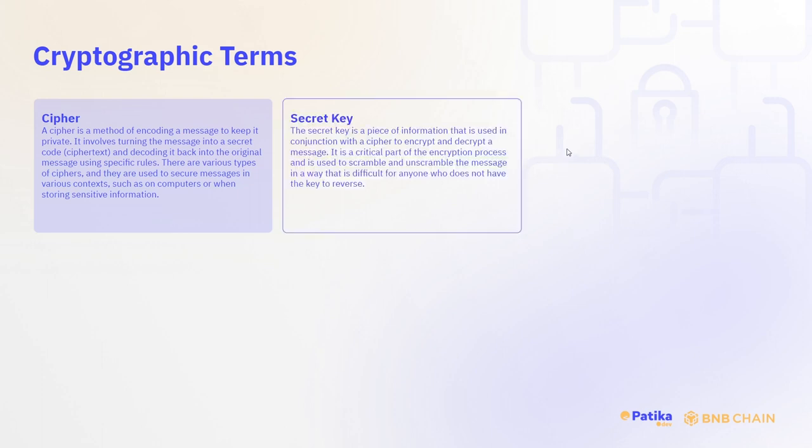Secret key. The secret key is a piece of information that is used in conjunction with a cipher to encrypt and decrypt a message. It's a critical part of the encryption process and is used to scramble and unscramble the message in a way that is difficult for anyone who does not have the key to reverse. So don't worry, we are just understanding the explanations. We'll also have an example to see what everything actually is.